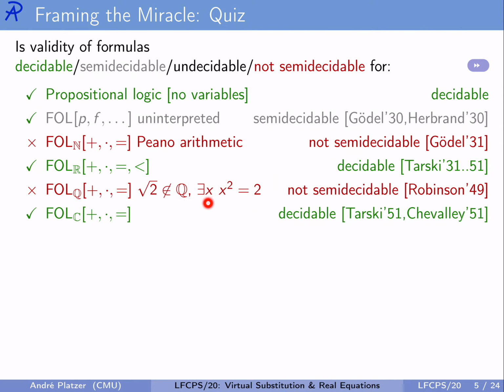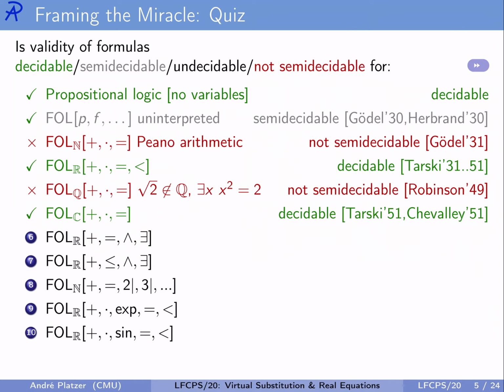You can point that out by, for example, asking whether the formula there is an x such that x squared equals 2 is true. For the real numbers, the answer would be yes; for the rational numbers, the answer would be no, and in general, you can't always tell these apart. It crucially depends on the presence of nonlinear arithmetic that we ever find such a difference. In complex number arithmetic, however, it's again decidable, also due to Tarski, but also later Chevalley. So complex number arithmetic, with imaginary units and these kinds of friendly guys, is again decidable.